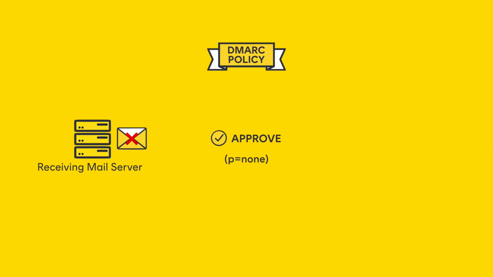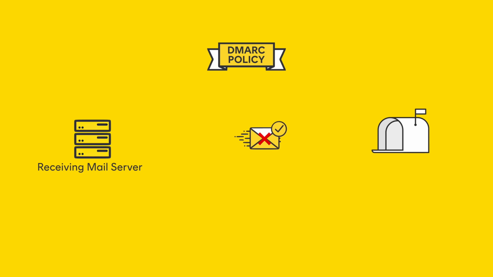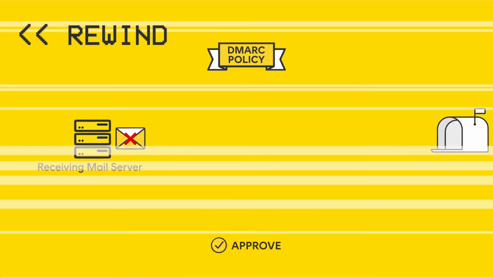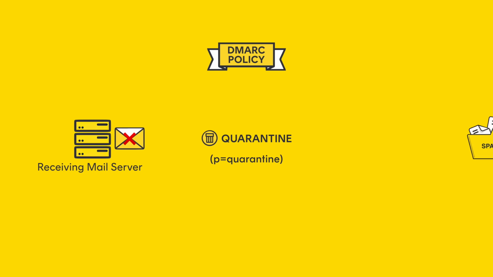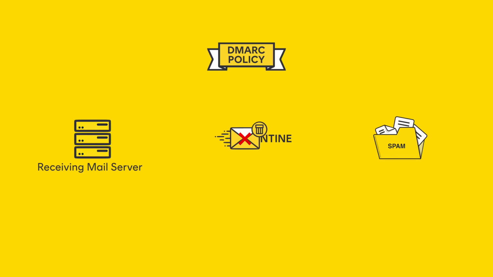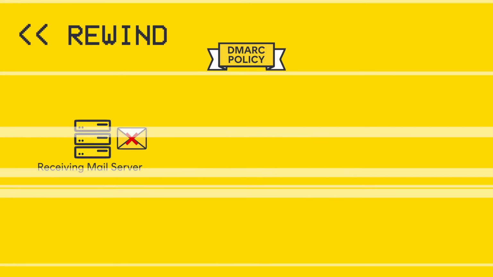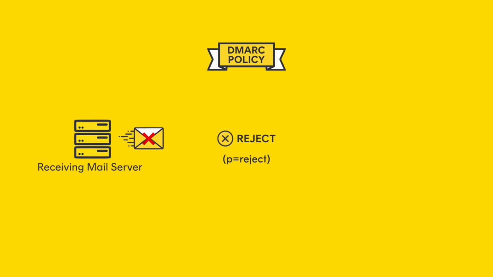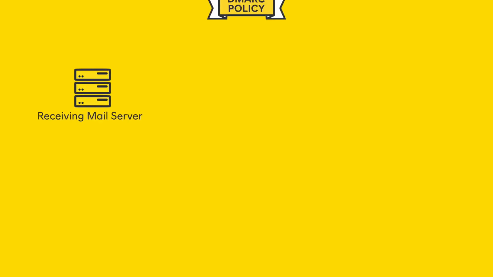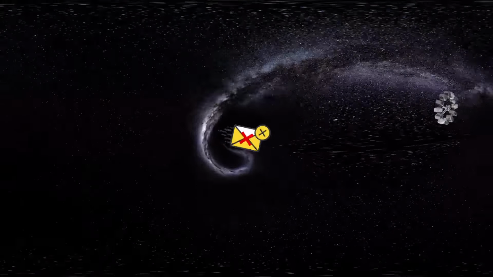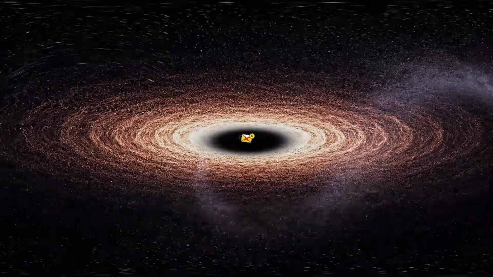The first policy is the approve or monitor policy. The recipient inbox provider is to behave normally and deliver the email to the inbox even if the email fails DMARC. Then there's also the quarantine policy, which tells the receiver to treat the message as suspicious and deliver it to the spam folder. And finally, the reject policy, where the receiver is to drop the message and not deliver it to the recipient at all. Where these dropped messages go exactly, no one is quite sure, but some believe there's an email black hole at the center of the internet where all such emails go to turn into digital dust.